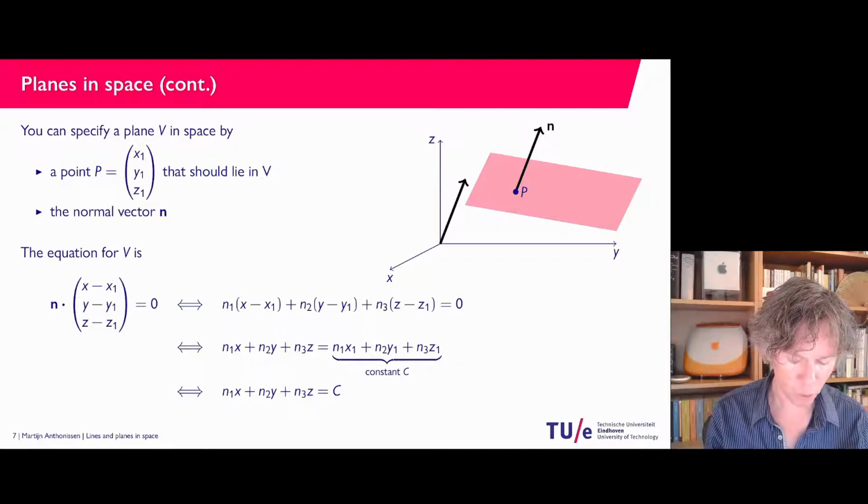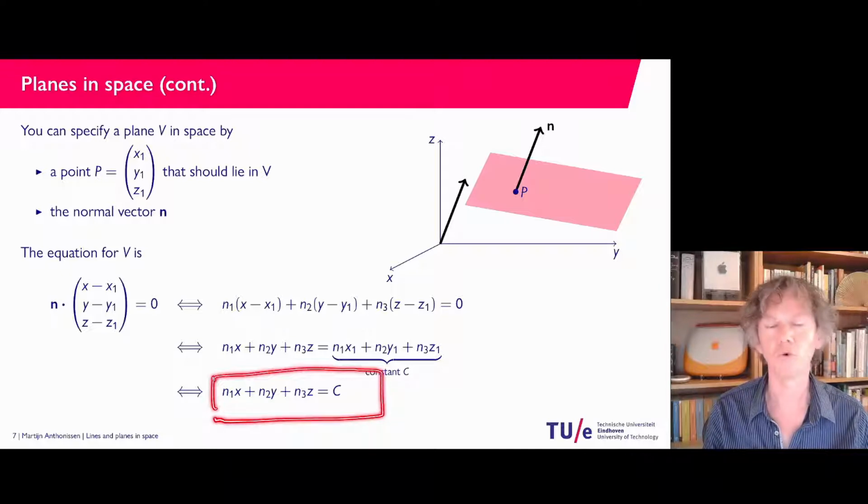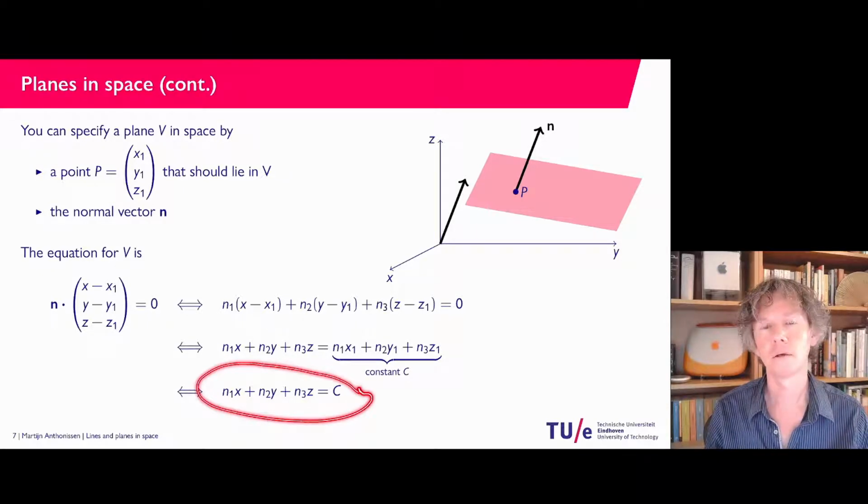And if you write that out, now we have n1, n2, n3. Those are the components of the normal. Times these three components should be 0. And what we have is that this n1 x1, n2 y1, n3 z1, that's just a constant. So the general equation of a plane in space has this form: the dot product of a normal vector with x, y, z equals a constant. And if the constant is 0, it means that the plane goes through the origin. If it is non-zero, then you have a situation like here, where your plane goes through some point in space. So this is the general equation of a plane in space.